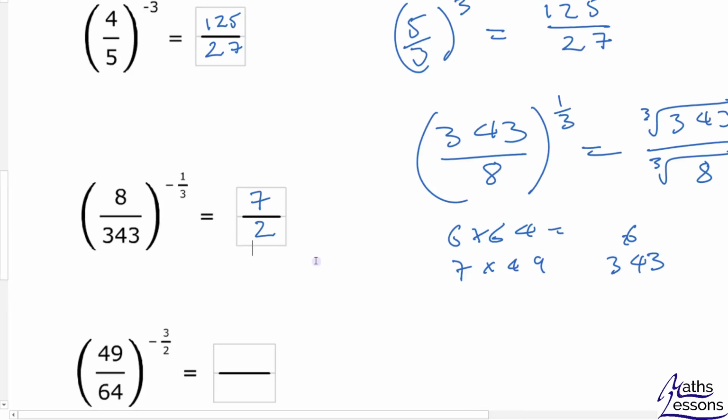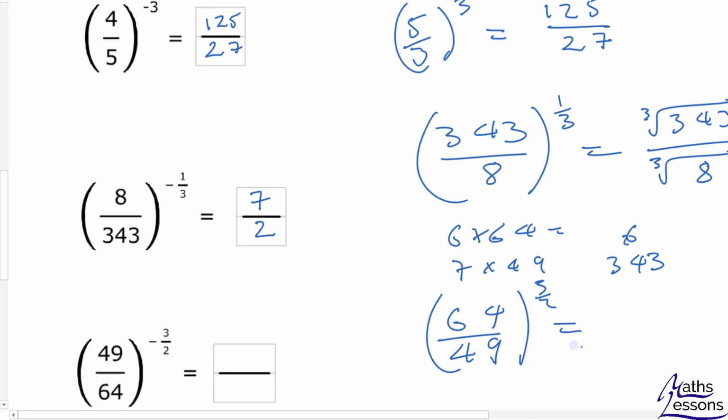Okay, so let's do this one. 49 over 64 to the minus 3 over 2. So remember the minus flips it. So 64 over 49, we can get rid of that. And we got that to the 3 over 2. So let's square root this first. The 2 means square root, the 3 means cubed.